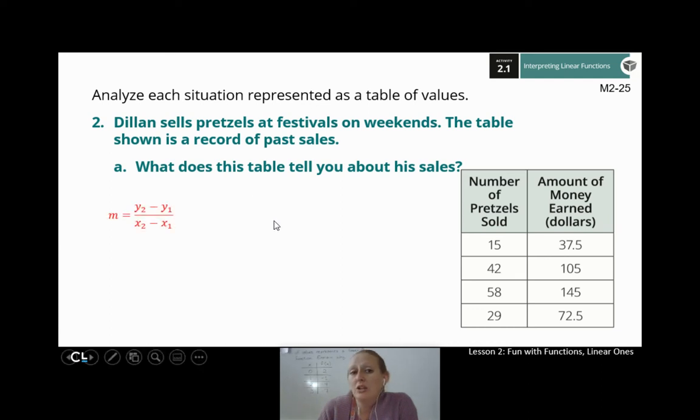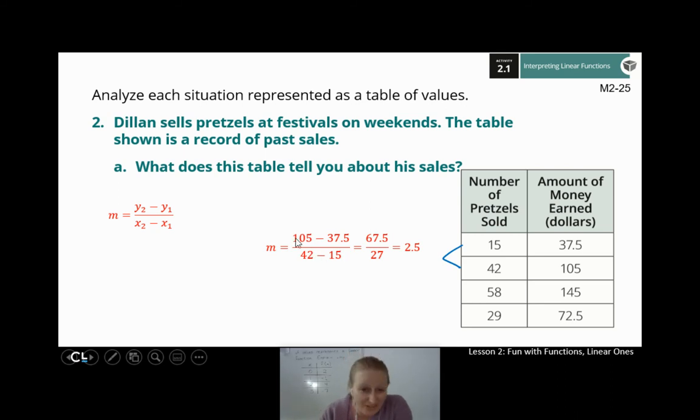So I went ahead and I started off by finding the slope. I just picked any 2 points. You can pick any points you like because that's a thing. So just to keep it easy, I'm just going to pick these first 2 points right here. And I'm going to go ahead and subtract my y coordinates on top, 105 minus 37.5, subtract my x coordinates on the bottom, 42 minus 15.